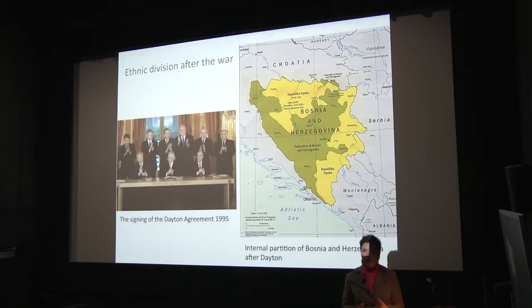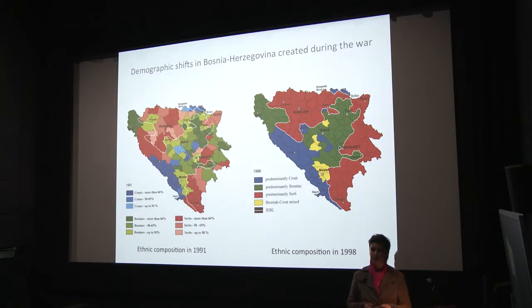So in '95 the Dayton Peace Agreement was signed, and this country was divided into two political entities, the Serb Republic and the Federation of Bosniaks and Croats. And what is very interesting is that this kind of compromise made for the peace really, in fact, legitimized ethnic cleansing and genocide and a kind of separation of ethnic life in the country.